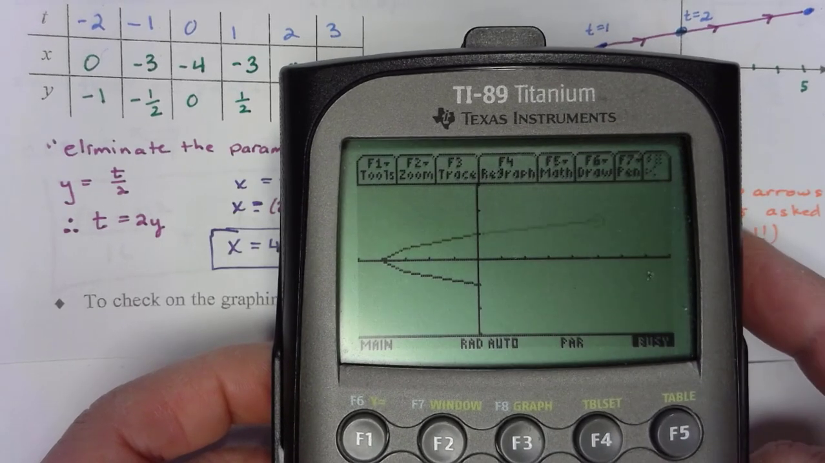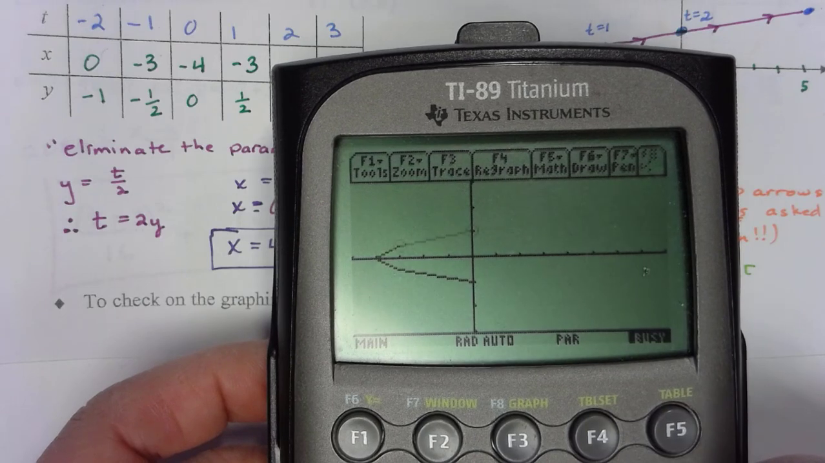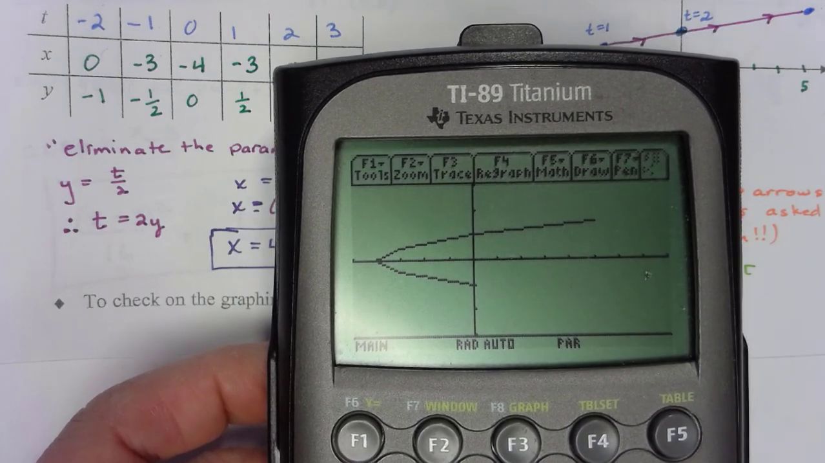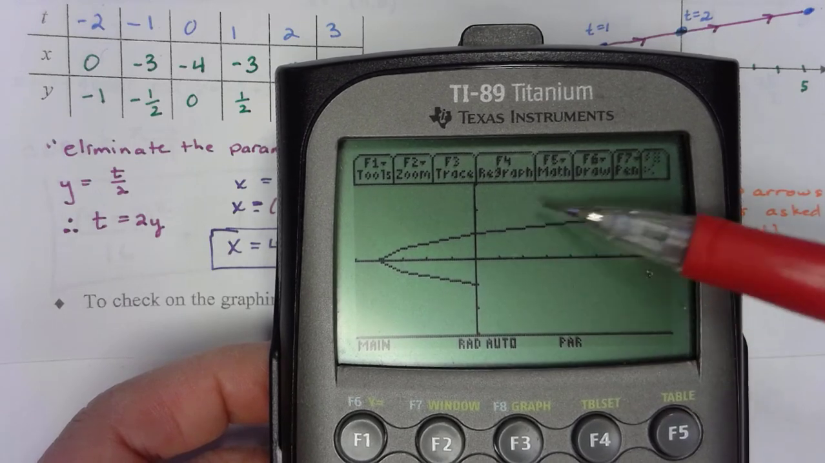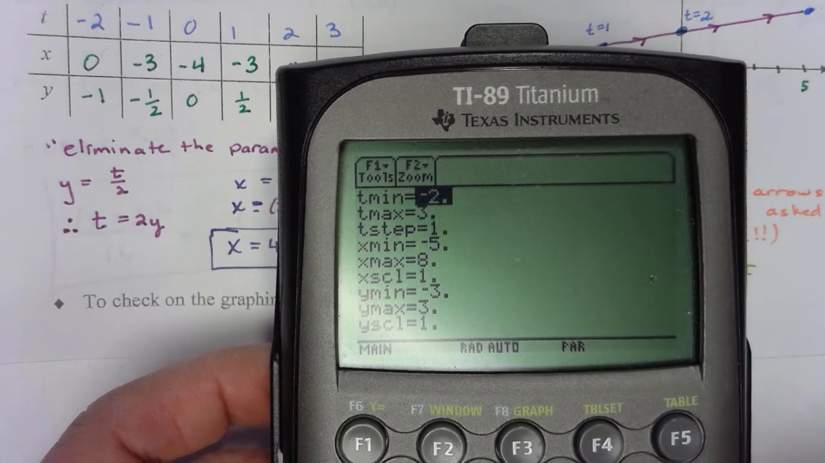Watch fast. Woo, that happened fast. Okay, I'm going to regraph it. That happened really fast. You can't even see the bouncing ball. In fact, you'll notice this doesn't look very smooth. That's because my t-step is too large. I need to make a smaller t-step.